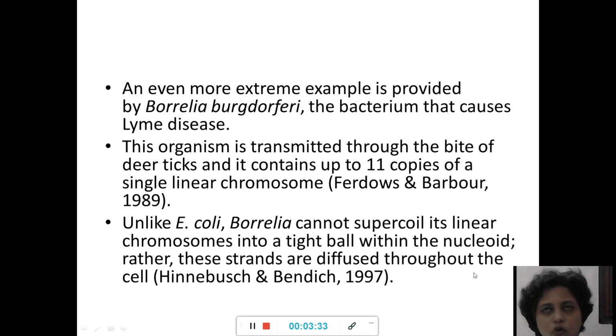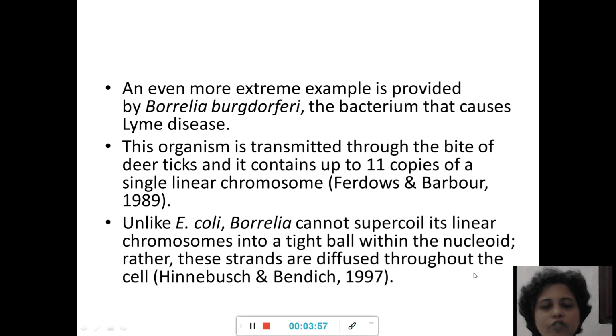This goes against the concept that bacteria are haploid in nature, that is, they have only one set of genes on one single chromosome. That's what we consider in the case of bacteria. But in Borrelia, you can find that they have a single linear chromosome, but 11 copies of that linear chromosome are present.